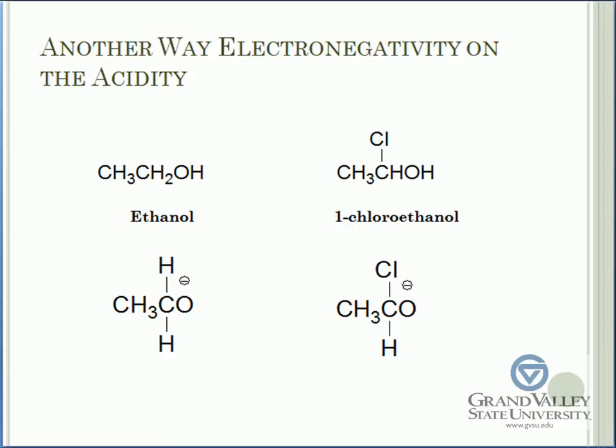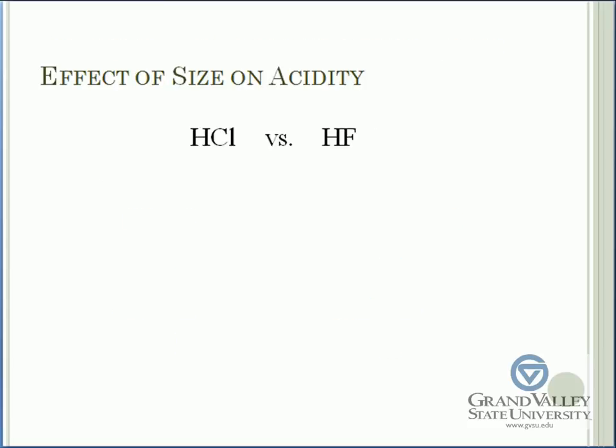As you go down a family, the atoms or ions get bigger. This means there is more room to accommodate an extra electron. We will look at the following molecules to see how this works, and their conjugate bases.